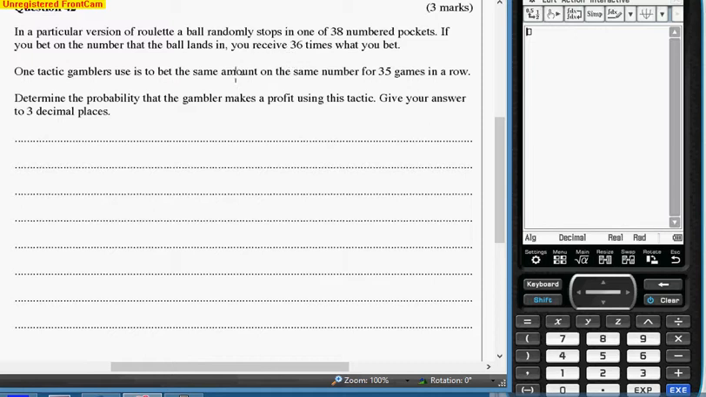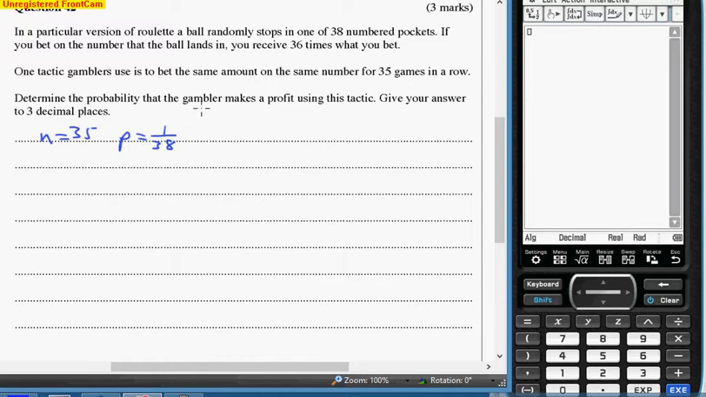Determine the probability. Well, you have to recognize that this is a binomial distribution problem. It's binomial because you either win or you don't, and your ball comes up or it doesn't. You've only got two options, and that's what makes it a binomial situation. So once you realize that you win or you don't, we can start writing down the numbers we've got. We're doing this 35 times, because we're told to play 35 games. The probability of success, with 38 pockets, is 1 out of 38.